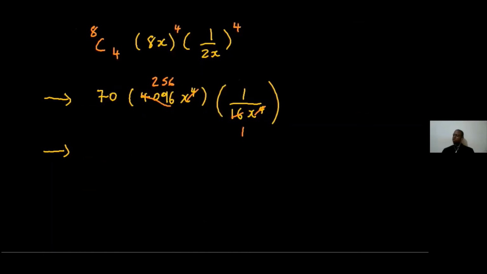So let's simplify now. 70 times 256, that's 17,920. And that is it basically. So that concludes the chapter on the binomial expansion. And as always, you can always rewatch the video, pause it as many times as you need to review, and you should be able to do any question on the binomial expansion.